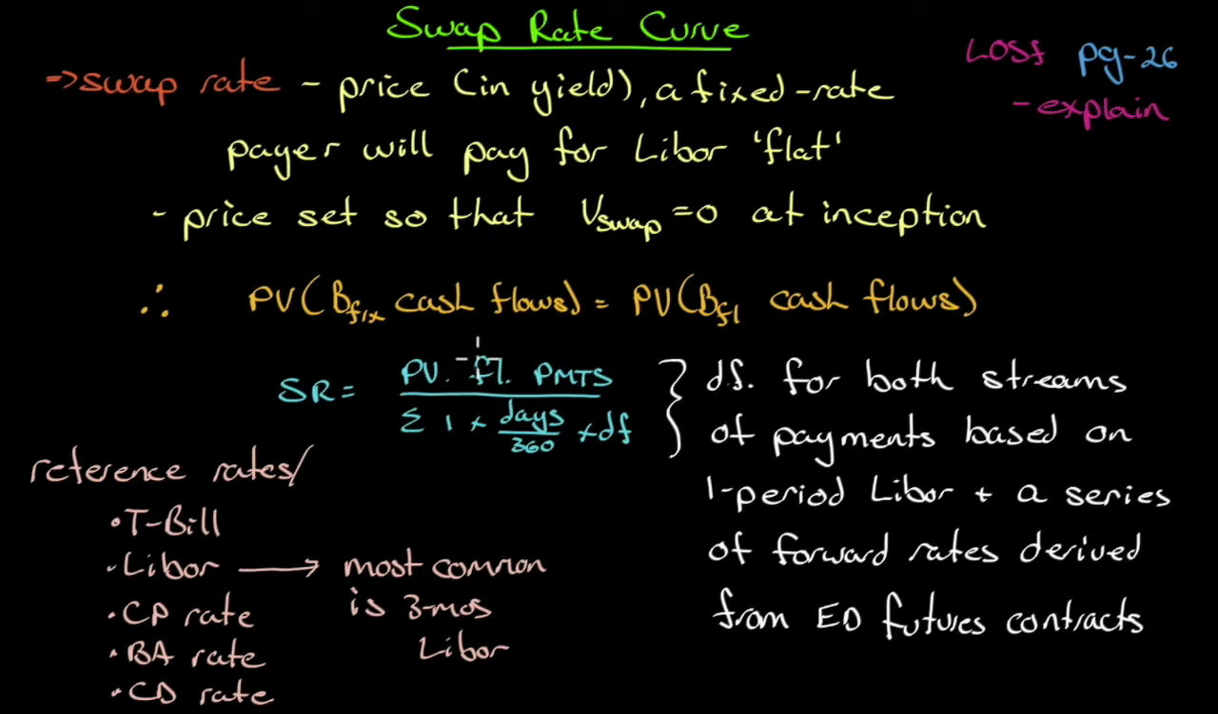We can calibrate the swap rate curve. By calibrate, it means what instrument are we going to base our discount factor off. You can use T-bills, LIBOR, commercial paper rates, bankers' acceptance, certificates of deposit. So you have flexibility in this. The most obvious one and the most common one is LIBOR, and it is 3-month LIBOR.